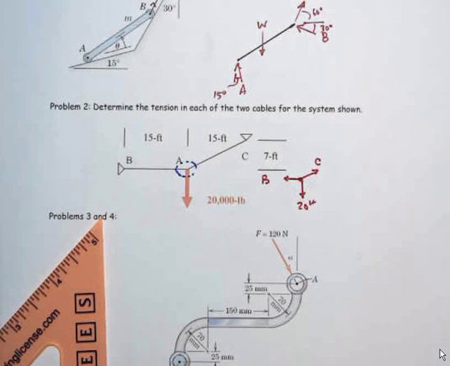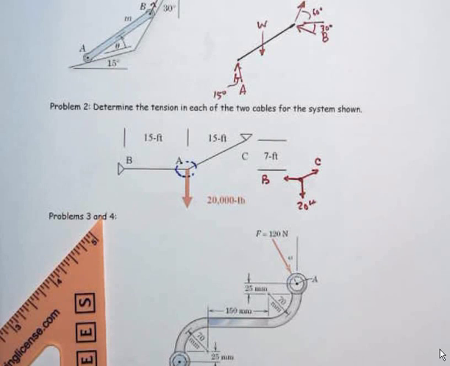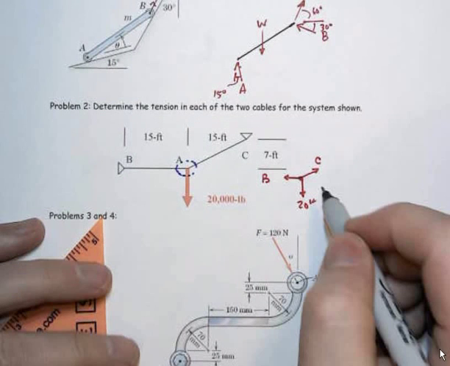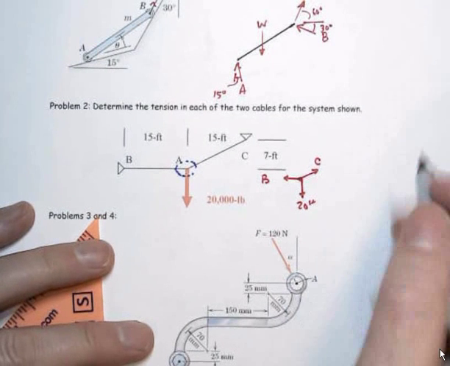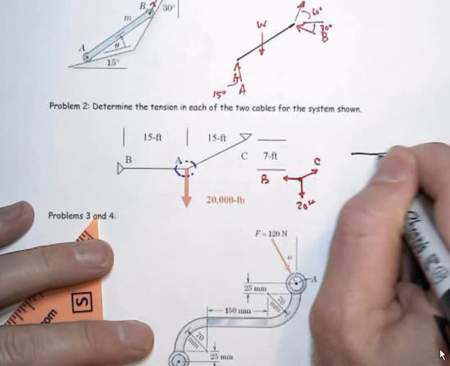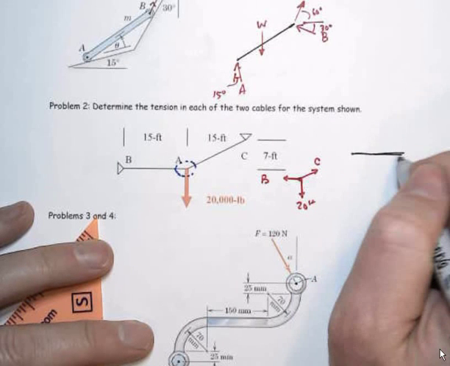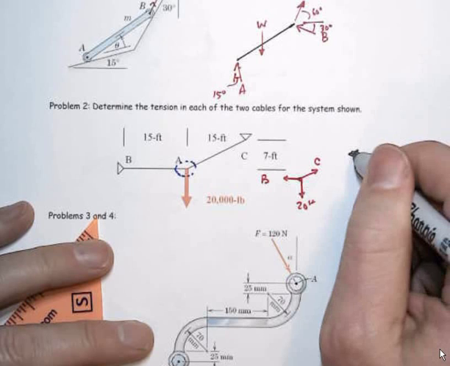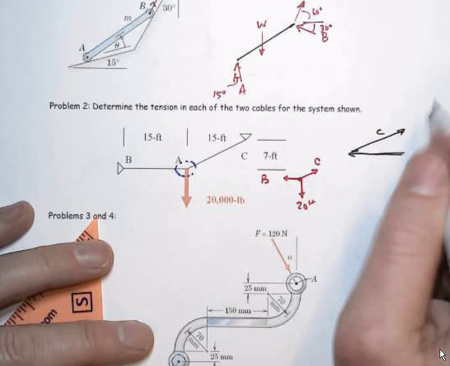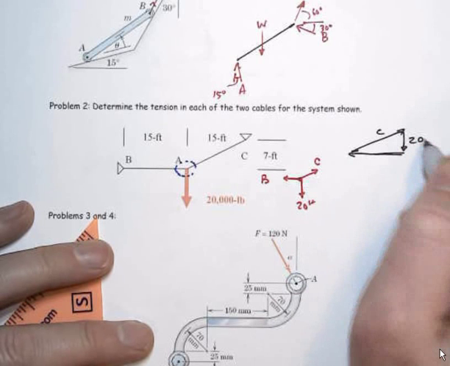You could do sum of forces in the x and y if you wanted to, or recognizing that you have a three-force system that is a concurrent force system, then what you could also do is look at this in terms of laying this out. If you want to do tip to tail, you could do that. You've got B, unknown distance, C, a hypotenuse, unknown magnitude, and then you've got the actual applied force. We know that one at 20.